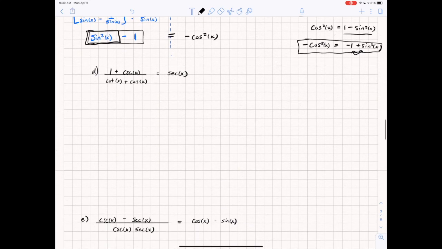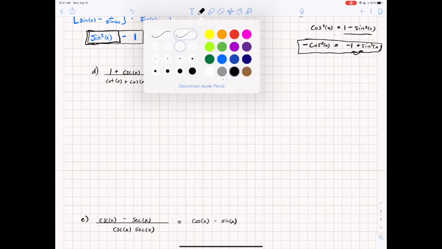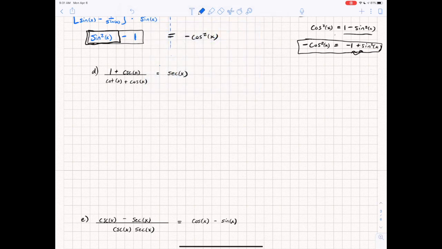Okay, so part D. So 1 plus cosecant of x divided by cotangent x plus cosine x is equal to secant x. So notice we're starting to get into a lot of fraction work. A lot of the times when we have this fraction work, the process is very, very similar. Again, I'm going to choose this left-hand side here. All right, and I have 1 plus cosecant of x over cotangent of x plus cosine x. And I'm going to go through and rewrite everything in terms of sine and cosine. So I have 1 plus cosecant is 1 over sine.